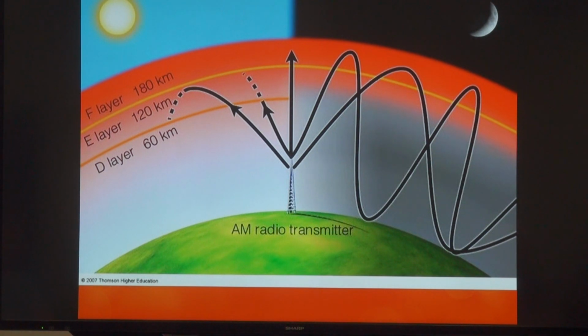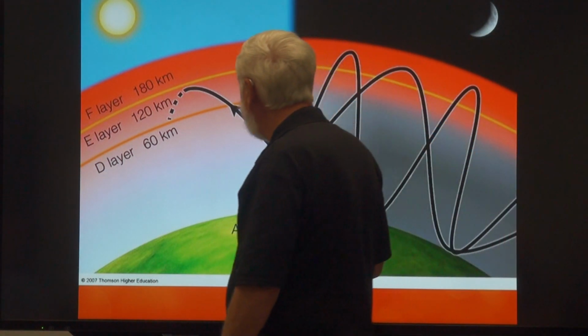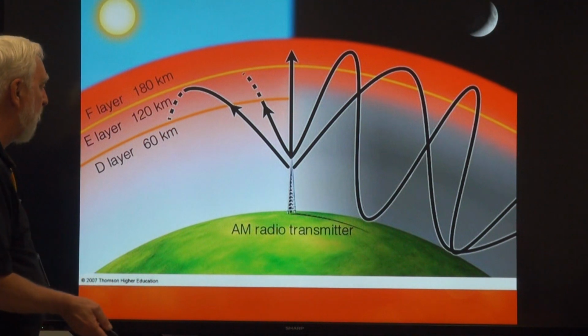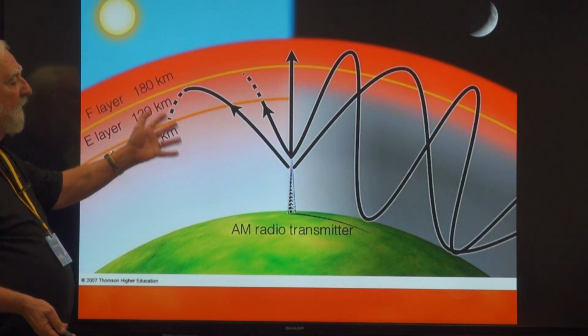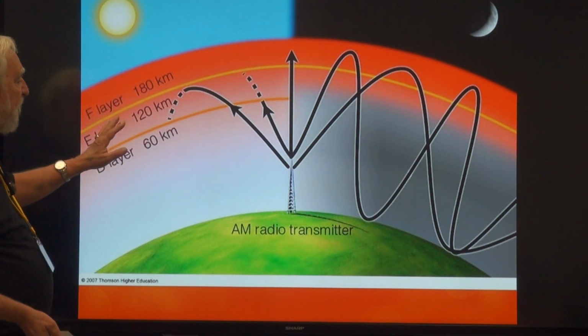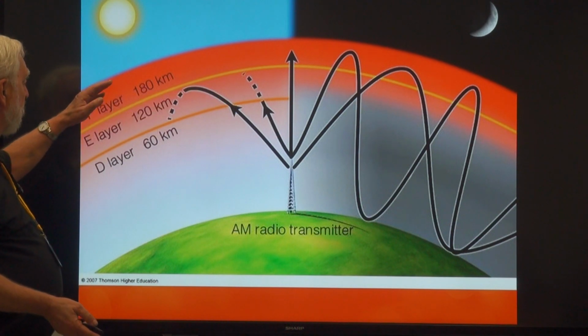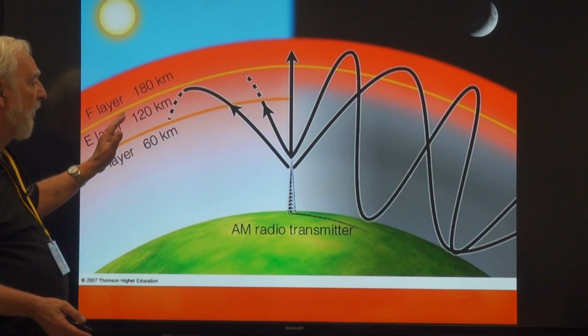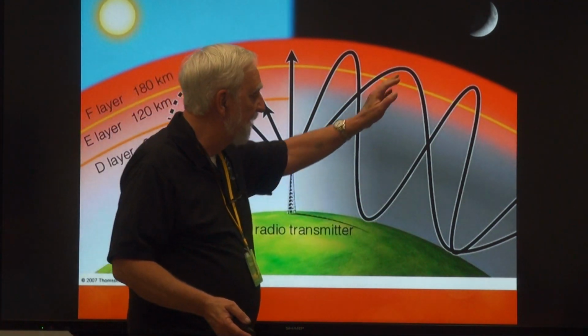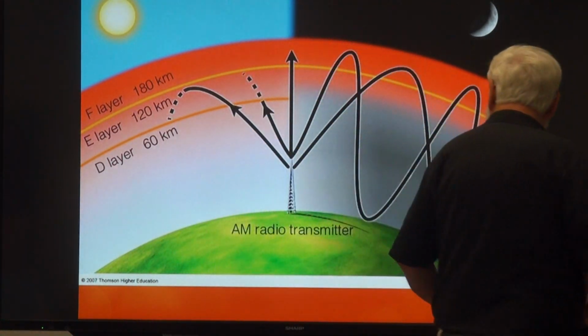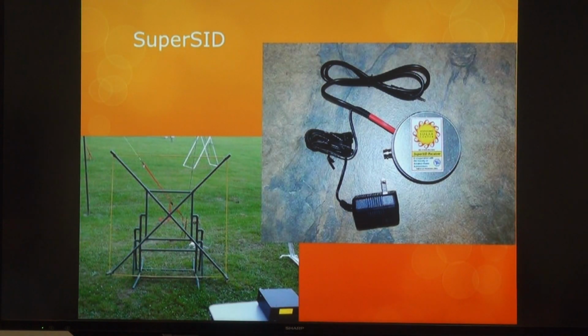Okay, why did I put this on here? AM radio transmitters, again, if any of you are into ham radio, you know that there are skip zones. And by studying those, we know where the various layers are, and we can determine the distances based on where the signals are received. This is the SuperSID radio, the one that detects the SLF frequencies.